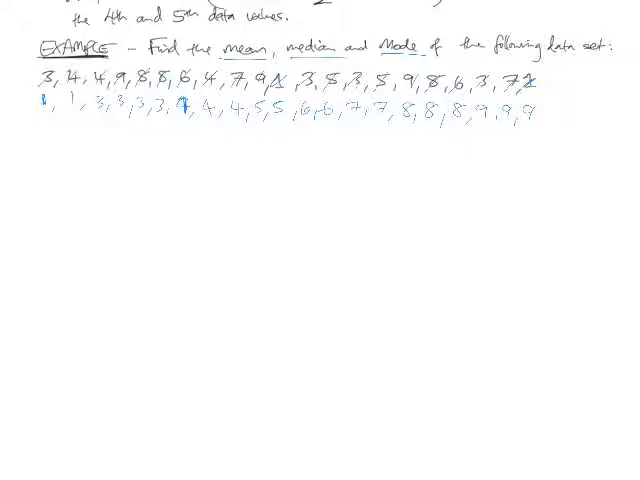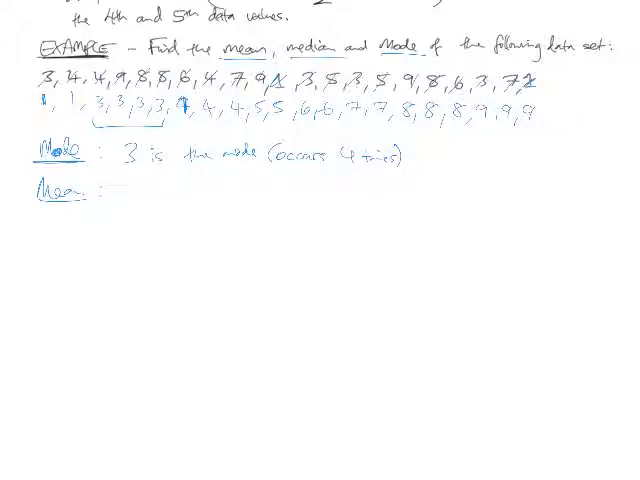Alright, so the initial purpose of finding the data in numerical order is to find the median. But conveniently, this makes it very easy to see what the mode is. The mode, not the maid. Mode is the most common data value. 3 occurs most often. 3 occurs 4 times. So 3 is the mode. No calculation required.